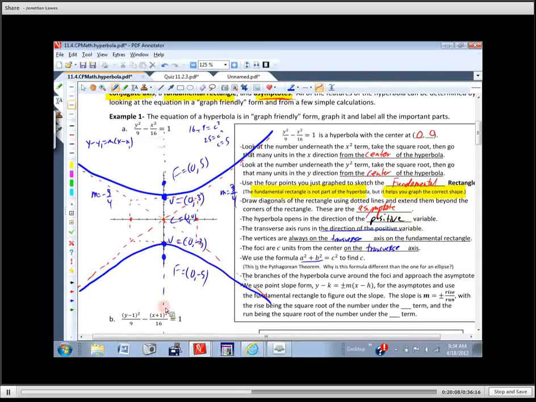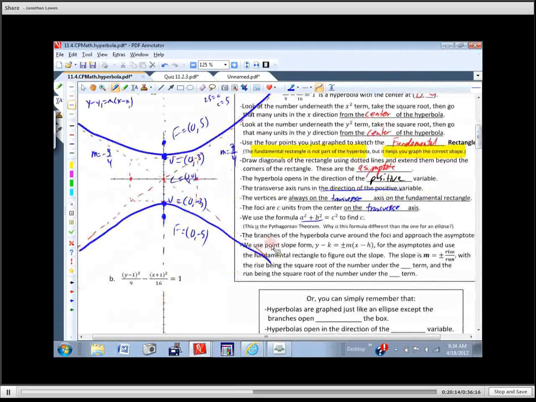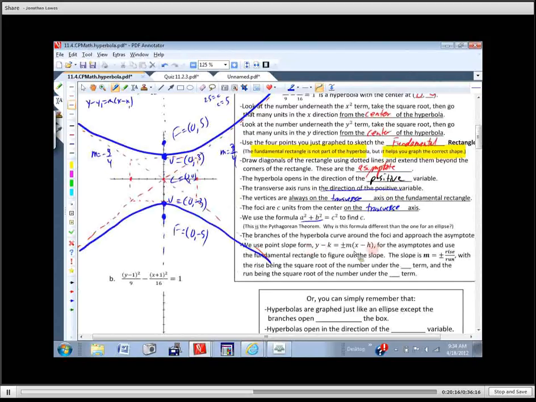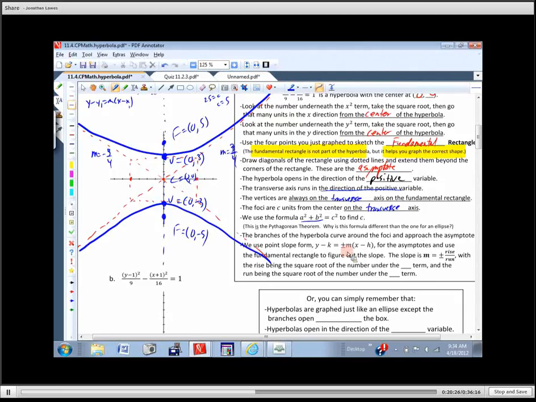Okay, good. Then let's come up with the equation. So here's what this says. Use point slope form. This will be really helpful. All you need to do is y minus k, x minus h, and then you're going to put plus or minus the slope there. So we're going to write one equation that represents both asymptotes.